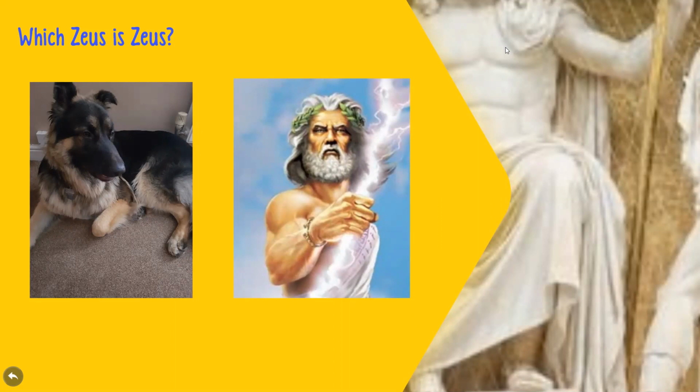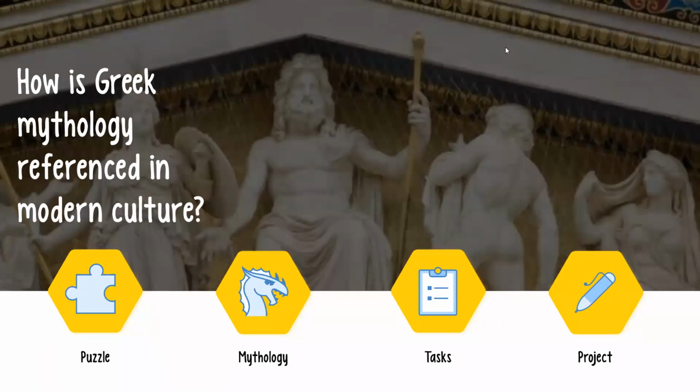Well, as I'm sure you've guessed, only one of these pictures actually shows an ancient Greek god, and that is this one here, the one on the right. So we have a picture of Zeus, king of the gods. And the other picture, as I'm sure you're wondering, is my furry friend, Zeus, who is king of the dogs. Bless him, the big fluff ball that he is.